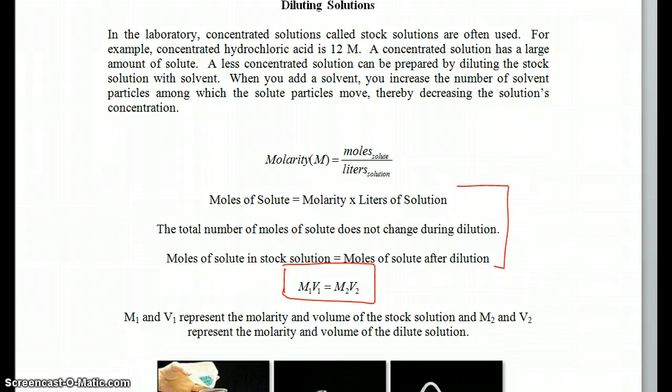And what this essentially is saying is the initial molarity times the initial volume should equal the final molarity times the final volume. The idea here is that even when we're adding water, the moles of the solute isn't changing. So that's why we can set this up as an equality.